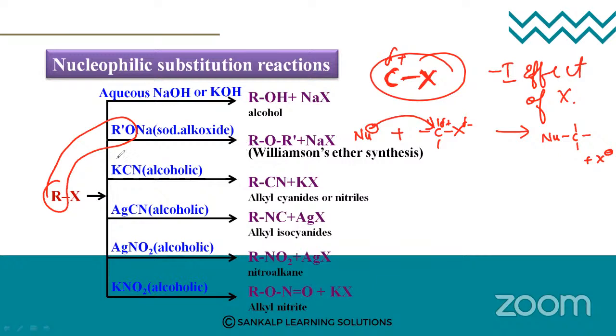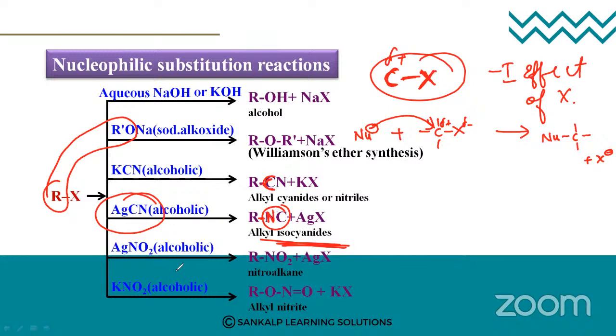And if you react it with AgCN, that is silver cyanide, then you will form isocyanides as the main product. So this is the difference. If you react it with potassium cyanide, you will get cyanide as a product. If you react it with silver cyanide, you will get alkyl isocyanide. Isocyanide means your nitrogen will be attached to the alkyl group.